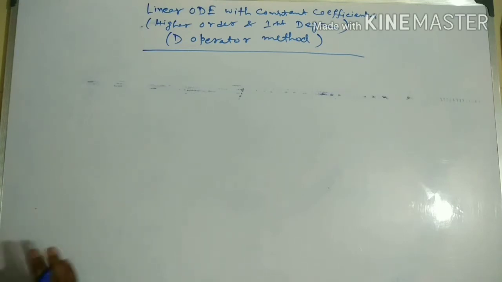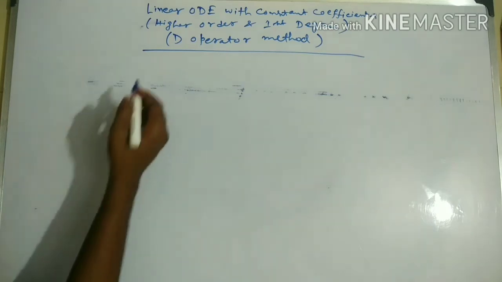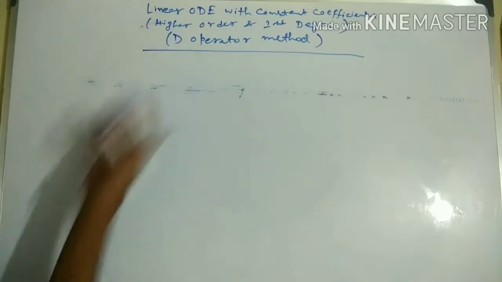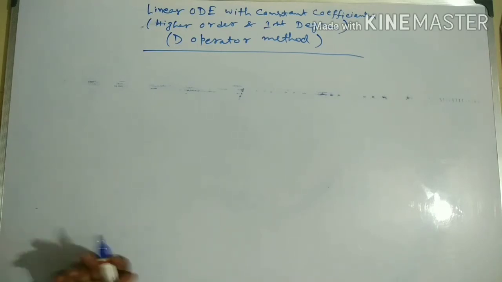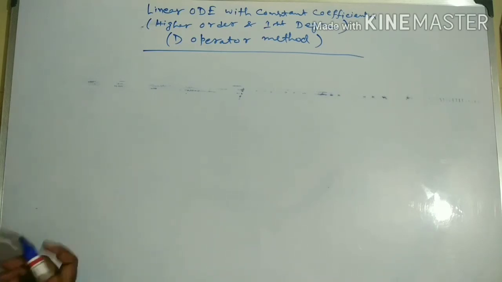What is capital D? Before telling that, I am writing the general form of a linear ordinary differential equation with constant coefficients. So the general form is, here I have written higher order. I will use the second order and first degree equation. The method will be the same for all orders, maybe greater than 2. I am using a second order equation.